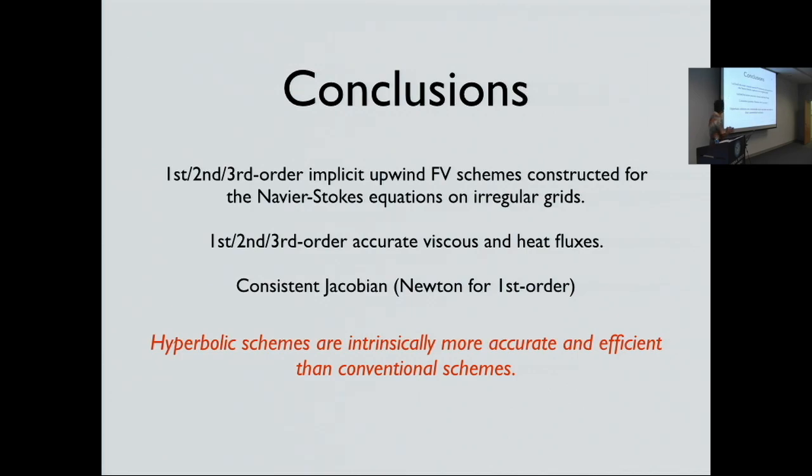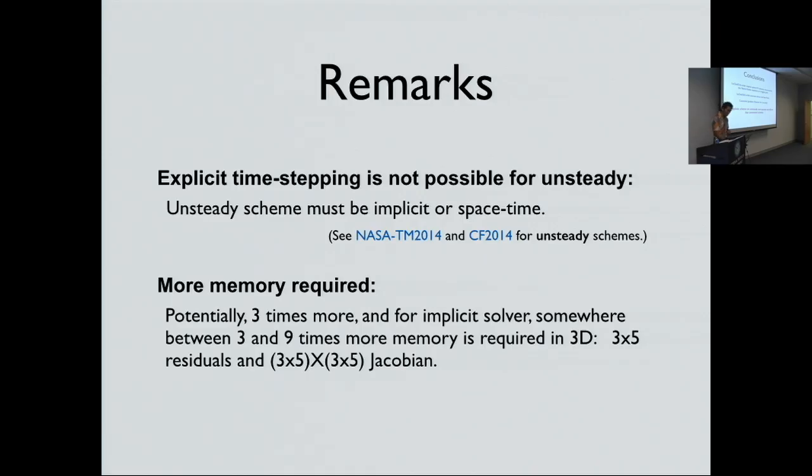So I constructed first, second, and third order implicit upwind finite-volume schemes for the Navier-Stokes equations. And when I say upwind, it's upwind for the inviscid, viscous, and source terms. These schemes give first, second, and third order accurate viscous and heat fluxes and a consistent Jacobian. And hyperbolic schemes are intrinsically more accurate and efficient than conventional schemes. I'd like to just mention two remarks.